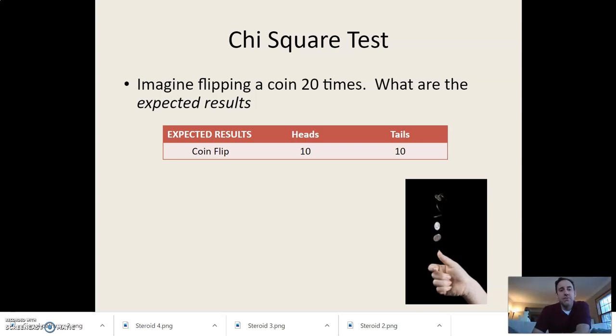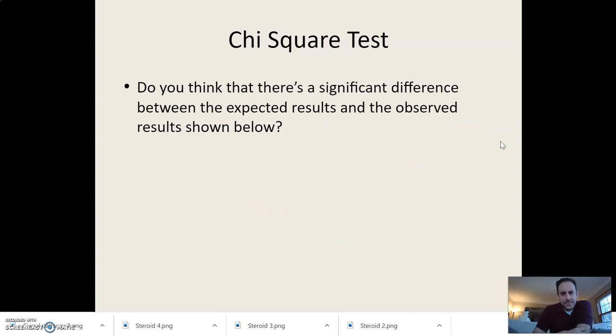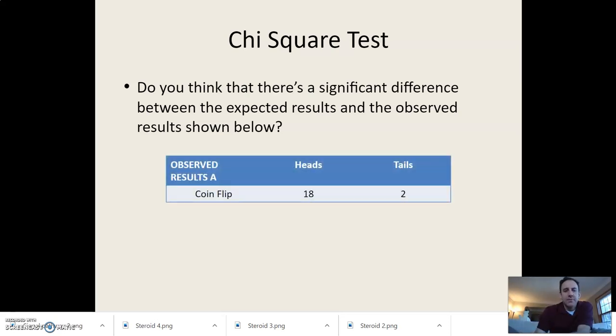Well, anyone who's ever flipped a coin knows that it's probably not likely that you're going to get exactly 10 heads and 10 tails. So let's show some actual data. And the question is, is the difference in the data shown significant? Is it statistically significant? So, for example, let's suppose we flipped a coin and we got 18 heads and 2 tails. I think most of us would agree that's a little weird.